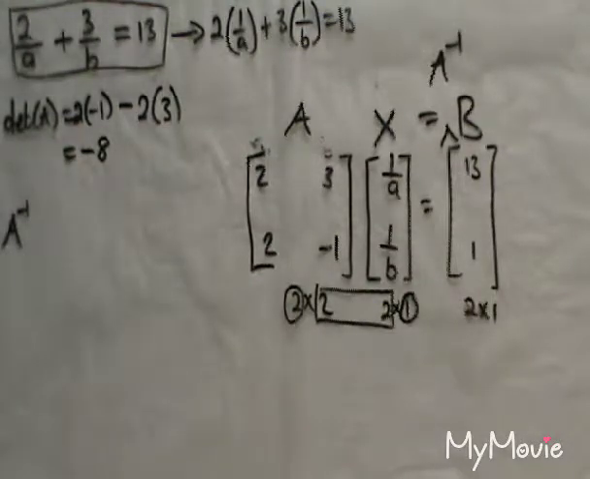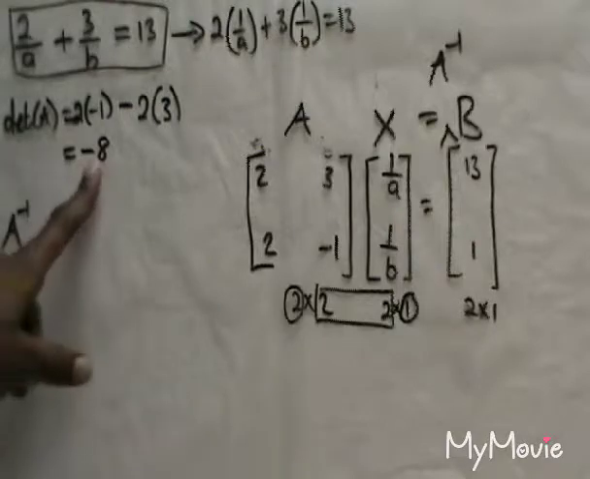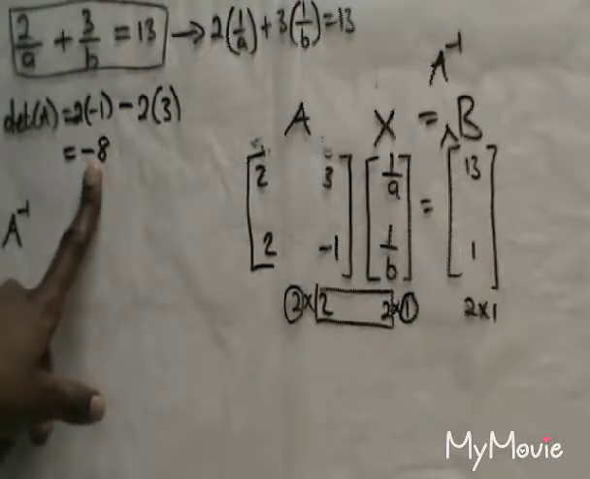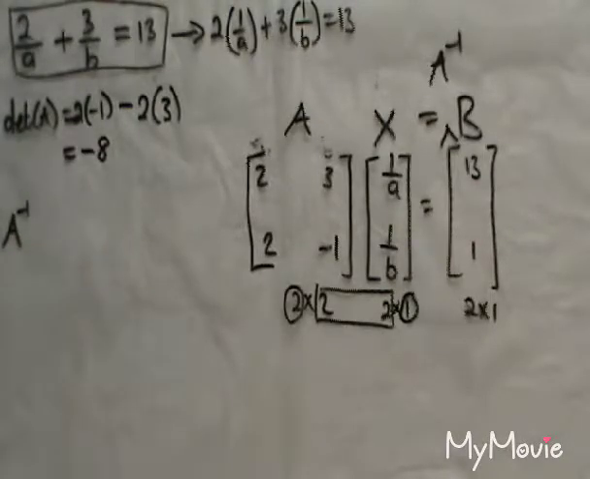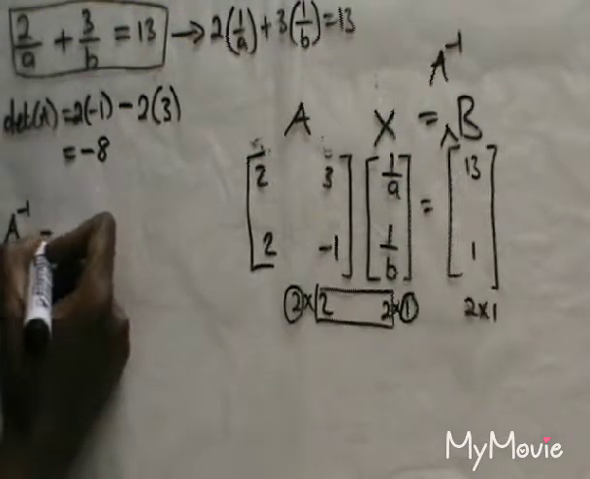So I know my matrix has an inverse because this determinant is not equal to 0. So your determinant determines if your matrix has an inverse or not. If the determinant is 0, then no inverse. If your determinant is anything else except 0, then it has an inverse. Then this determinant, I will use it to work out A inverse. So this is the formula.